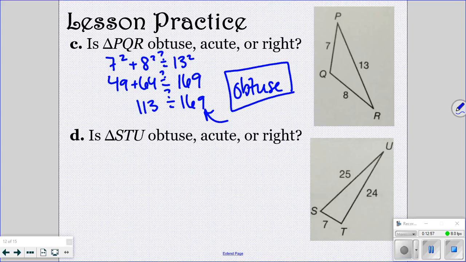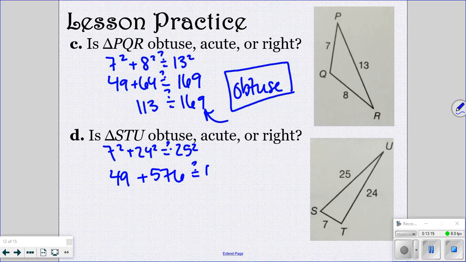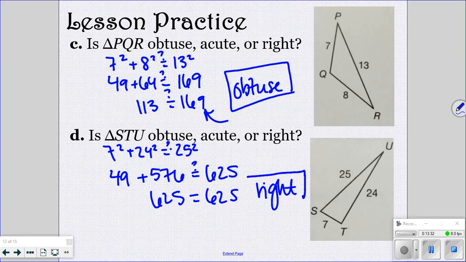Okay, looking at this next one, you may think it's a right triangle, or you may think it's acute. It doesn't look obtuse to me, but we'll see. 7 squared plus 24 squared, how does that relate to 25 squared? So 49 plus 576, and then 625. And if you add those together, 625 equals 625. So it is a right triangle here. So that's how that works.